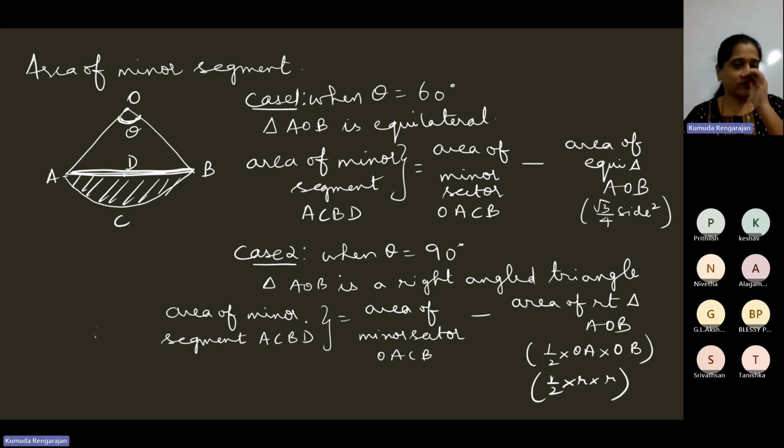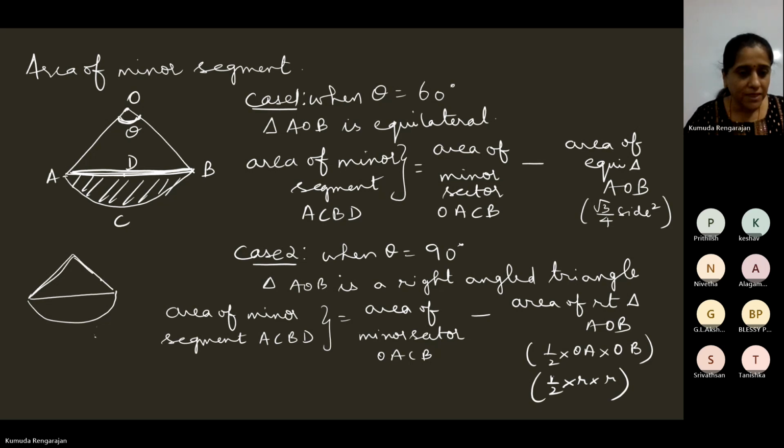So these are the two cases. And you understand, right, why we are subtracting? Because what is the sector made up of? The sector is made up of a triangle and a segment. What is the sector made up of? The sector is made up of a triangle and a segment, right?